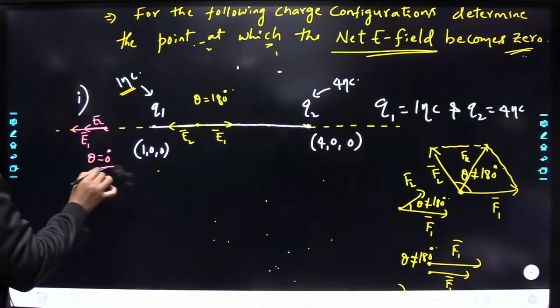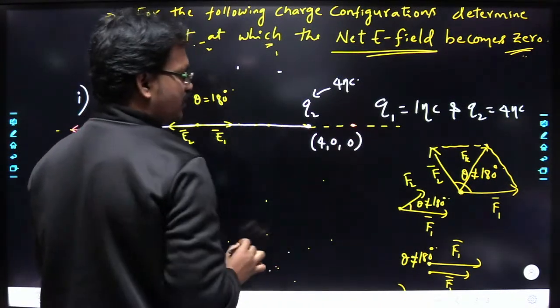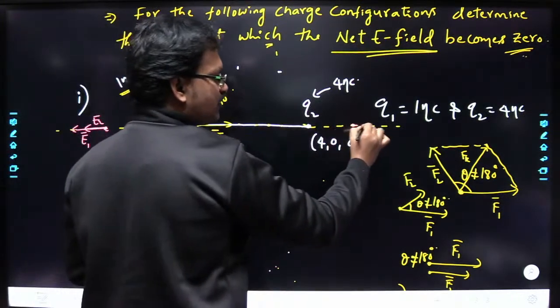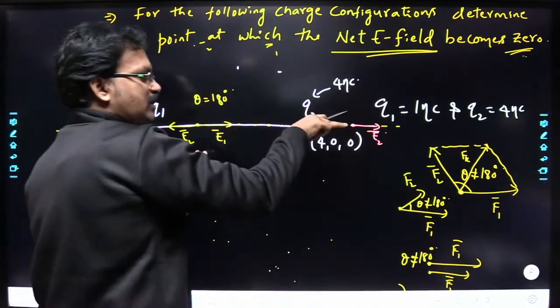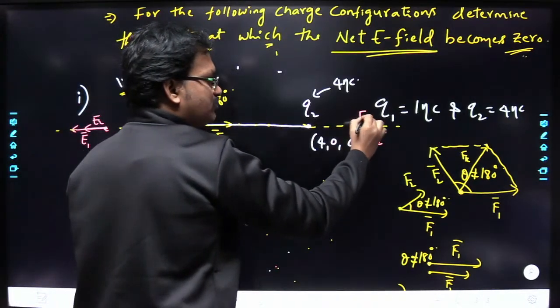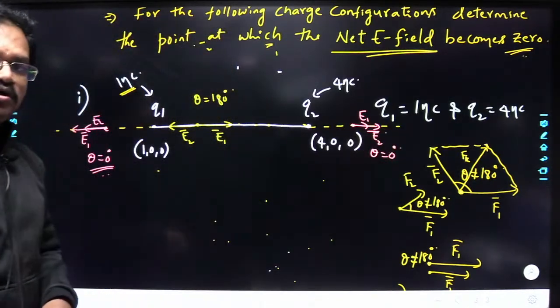Theta is equal to 0 degrees. Now if you consider some point here, due to Q2 the electric field is going to point in this direction, and due to Q1 the electric field is going to point in the same direction. Here also, theta is equal to 0 degrees.